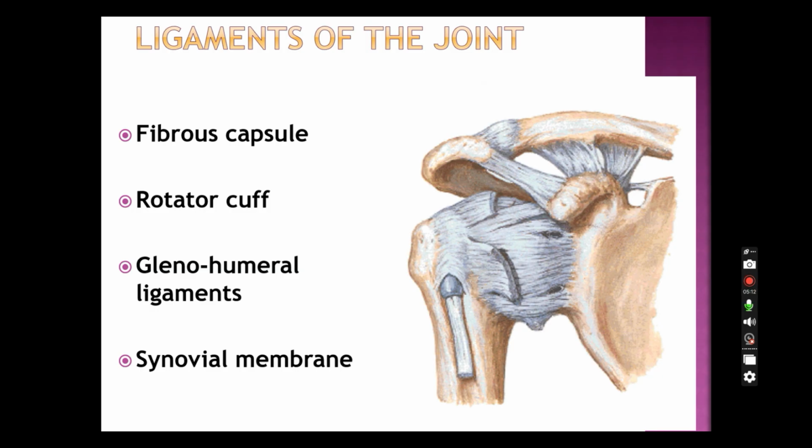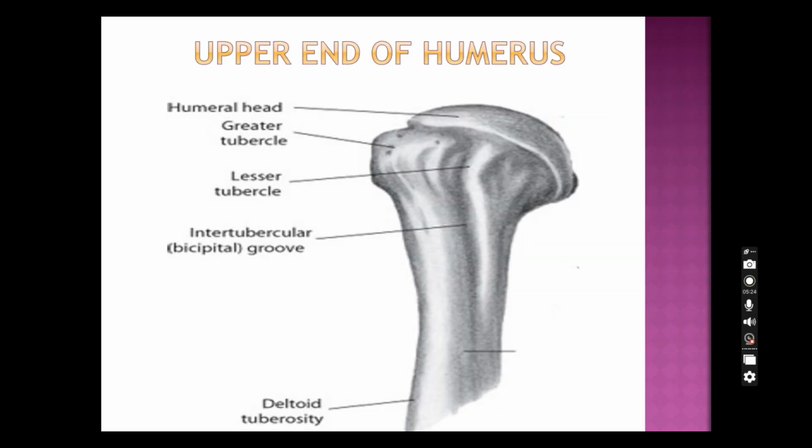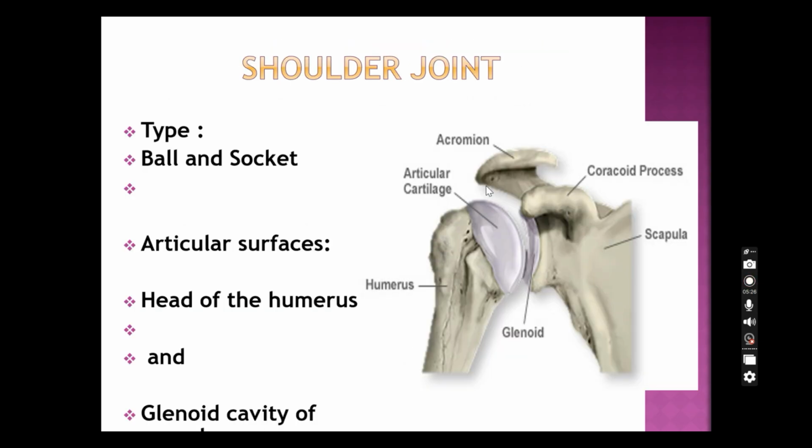Now let's talk about the fibrous capsule, synovial membrane, and all. So let's see, come back here. The fibrous capsule is attached onto the peripheral margin of the glenoid cavity outside a fibrocartilaginous rim on the glenoid cavity called the glenoid labrum.